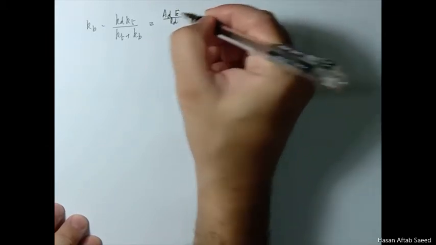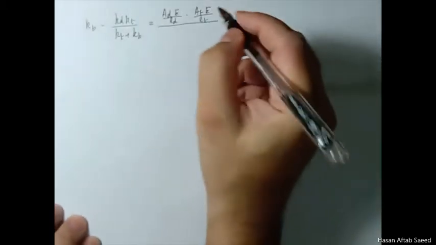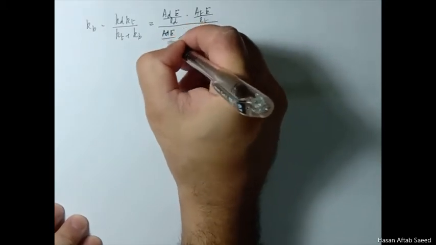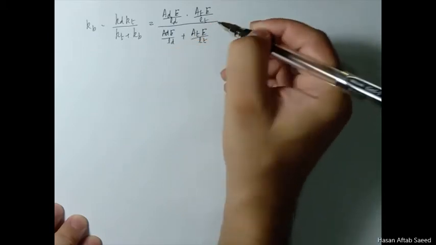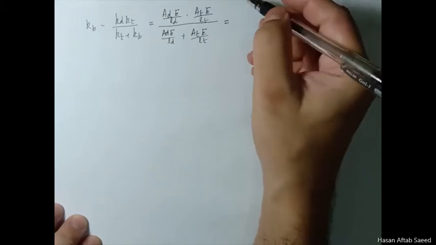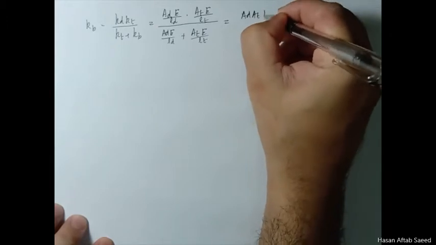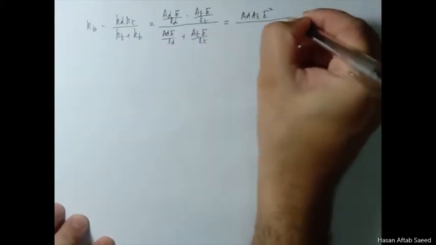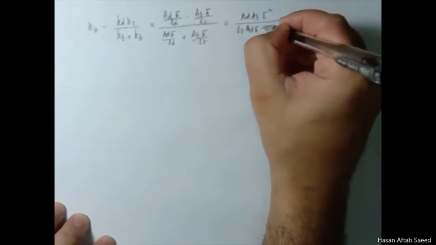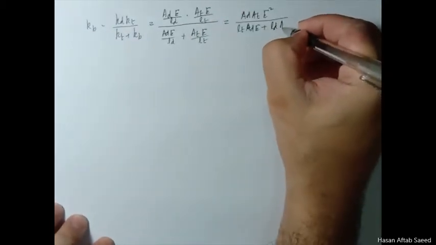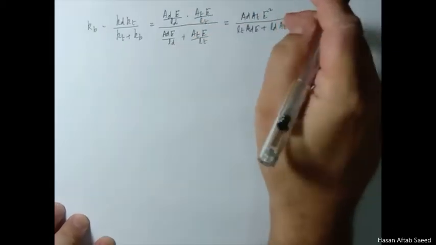ADE over LD, ATE over LT over ADE over LD plus ATE over LT, or AD AT E square over LT ADE plus LD ATE. And this LD LT, they cancel each other out.